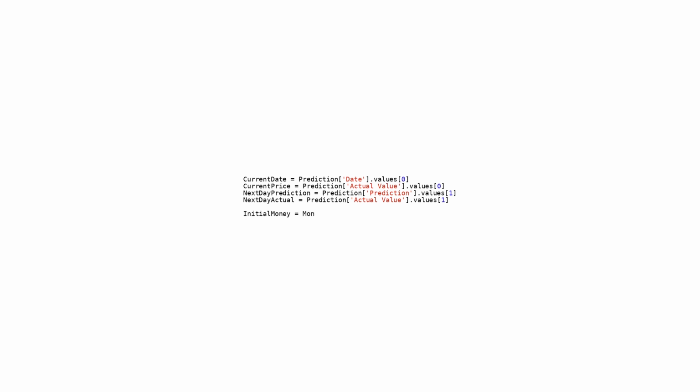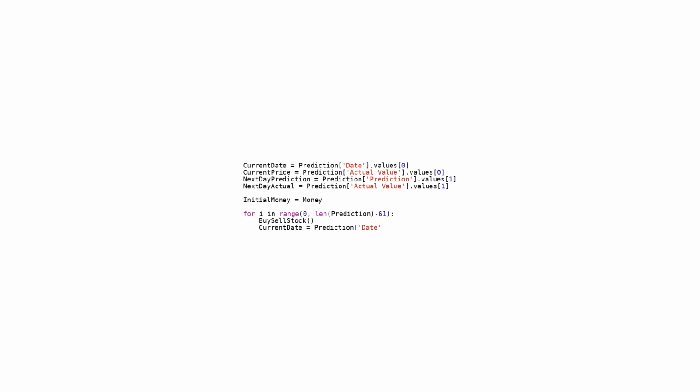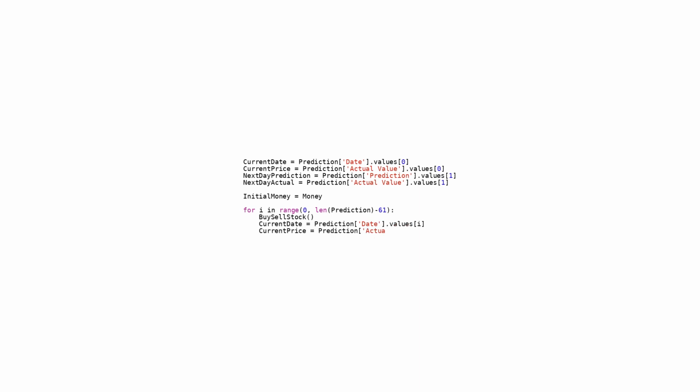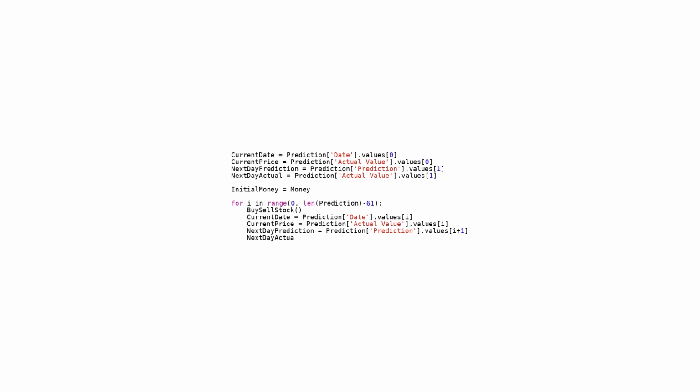This code snippet is a fundamental part of an algorithm designed for automating stock trading decisions using a prediction model. The algorithm performs the following tasks. It initializes variables such as the current date, current price, next day prediction, next day actual value, initial money, and sets up a loop to iterate through prediction data.